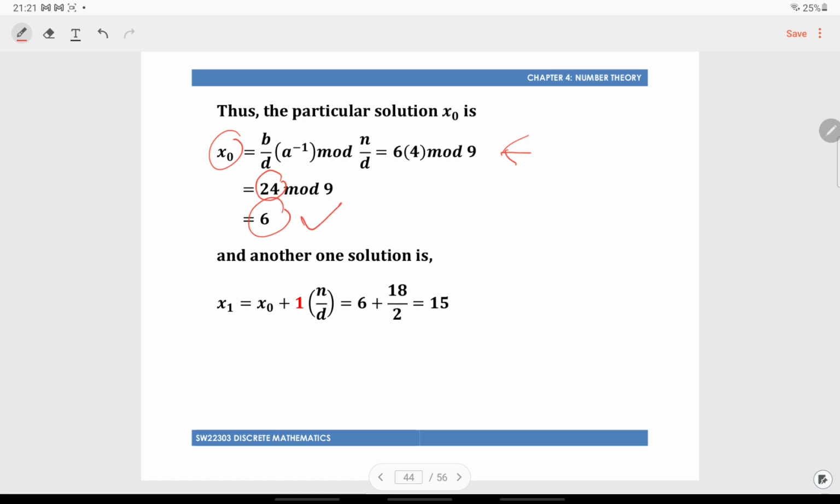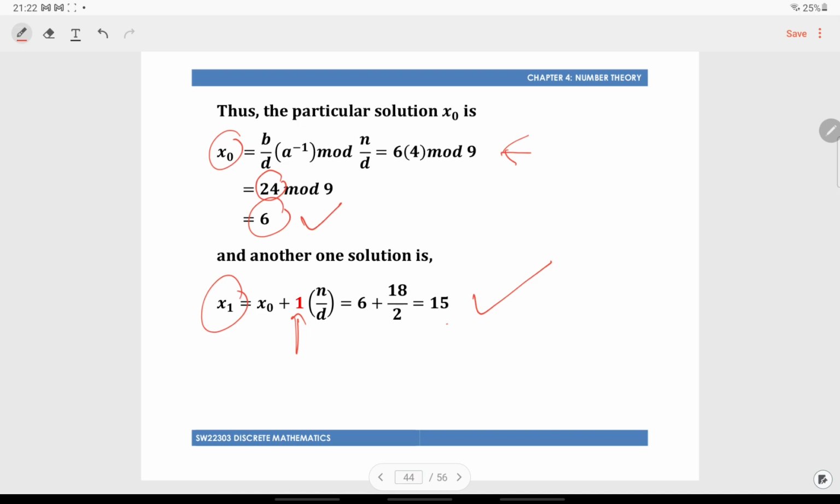We remember we have D solutions. Our D equal to 2, so we have 2 solutions. The solutions are x0 and x1. The x1 is computed like this: it is equal to x0 plus 1 times N over D. So the outcome equal to 15. So there are 2 solutions, x0 and x1.